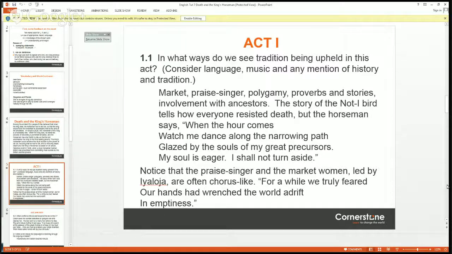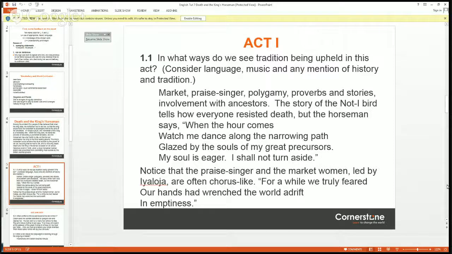Look at the praise singer. The praise singer is a traditional role. And the king has died, so the king's praise singer is now hanging around the horseman who is obliged to die next. And he is the one whose language is so interesting because he uses lots and lots of examples of Yoruba proverbs, and they're interesting and colorful and very graphic and descriptive. So search through Act 1 for examples of proverbs.